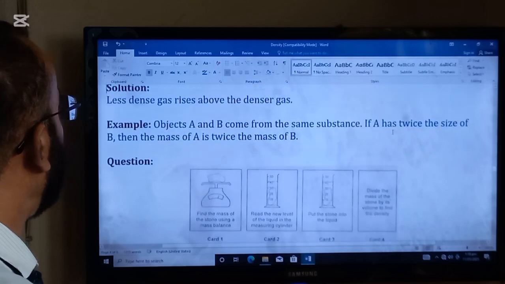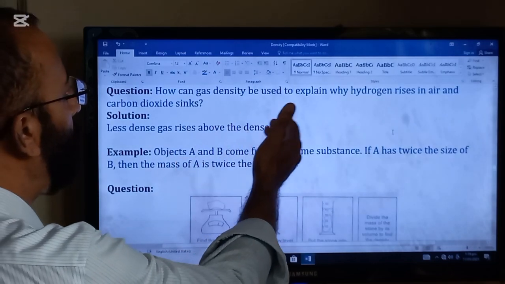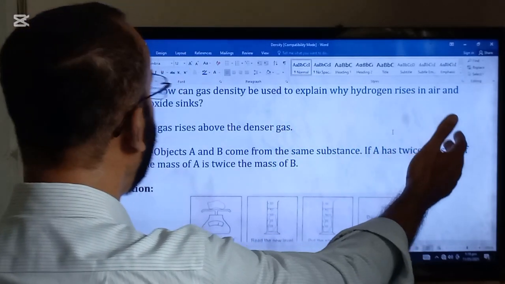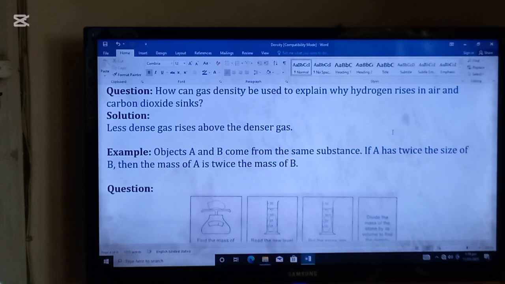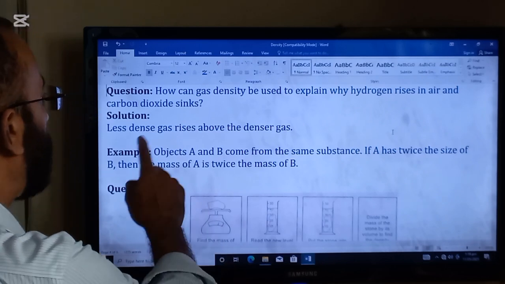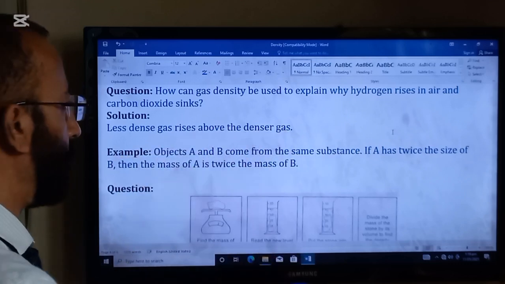And another question is here: how can gas density be used to explain why hydrogen rises in air and carbon dioxide sinks? Very important question. Less dense gas rises above the denser gas. This is the answer.